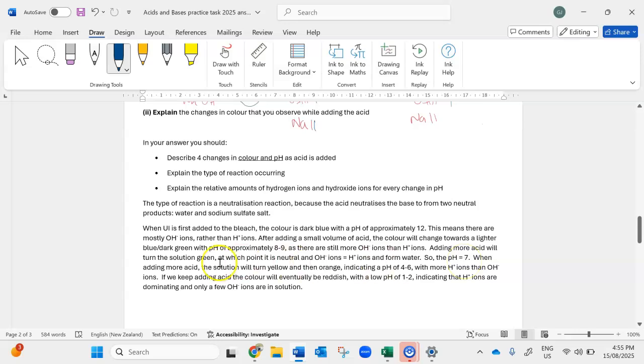As I keep adding more acid, the solution will become acid, and it will turn yellow and then orange, indicating a pH of 4 to 6 with more H+ than OH- ions. And if we keep adding acid, the color will eventually become reddish with a low pH of 1 to 2, indicating that the H+ ions are dominating and only a few OH- ions are in solution.